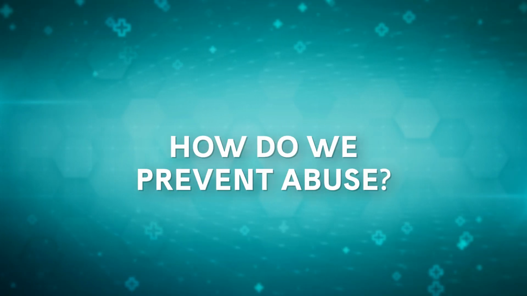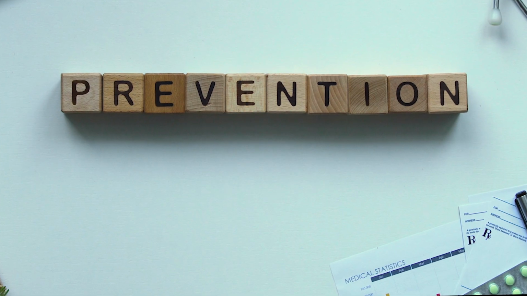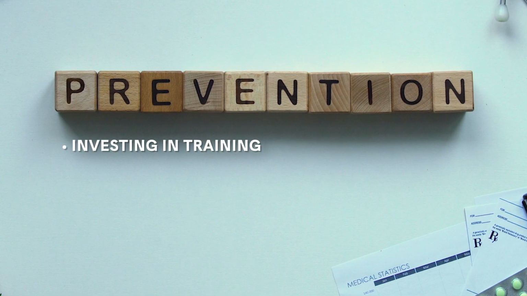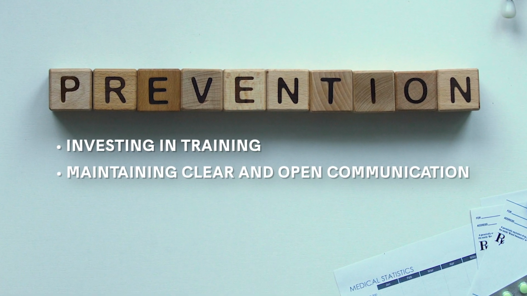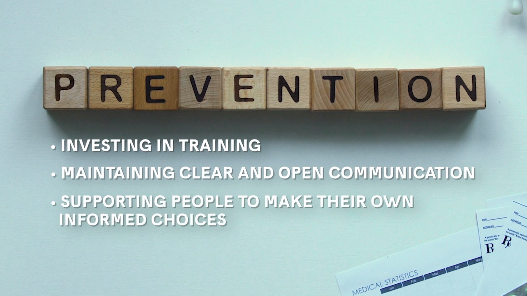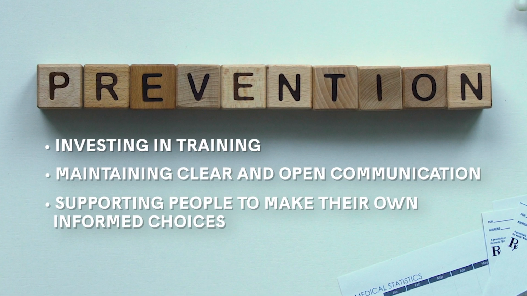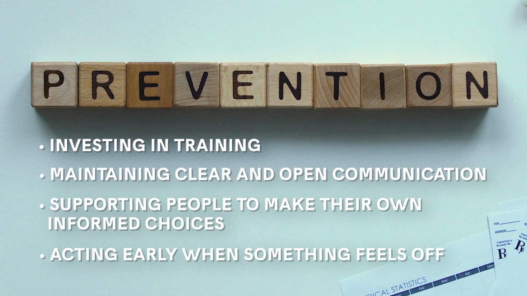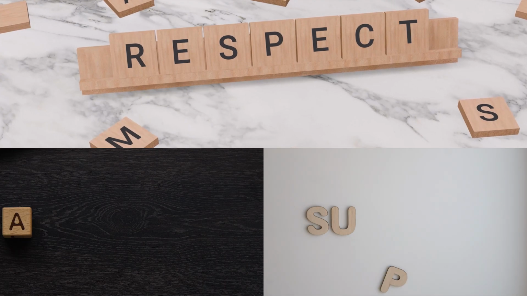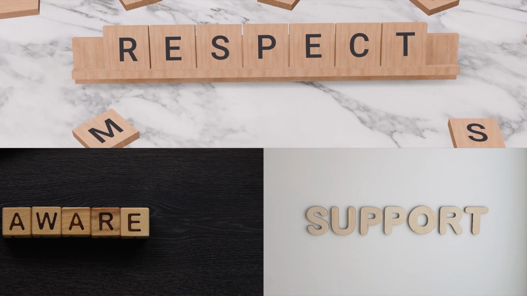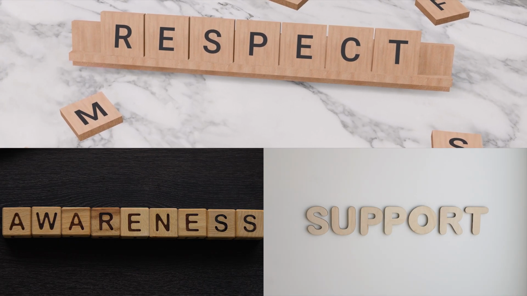How do we prevent abuse? Prevention is better than cure. That means investing in training, maintaining clear and open communication, supporting people to make their own informed choices, and acting early when something feels off. A culture of respect, awareness, and support helps stop abuse before it starts.